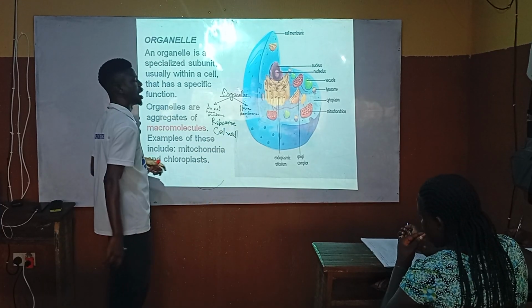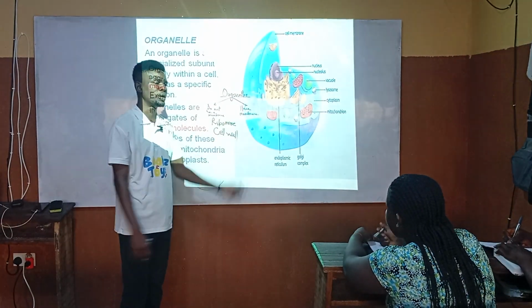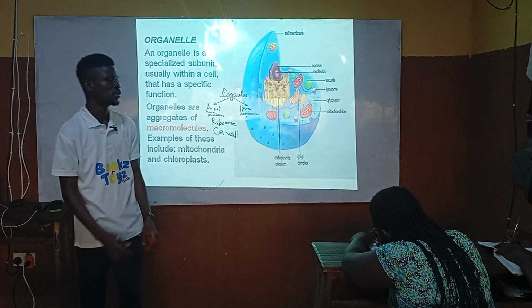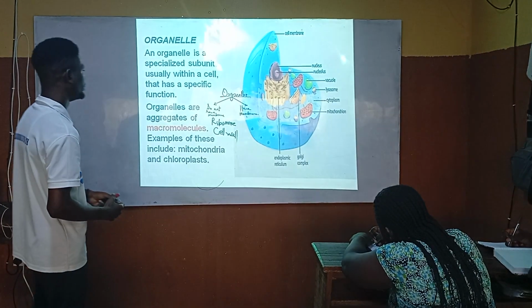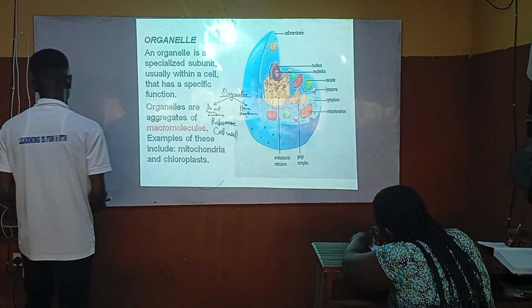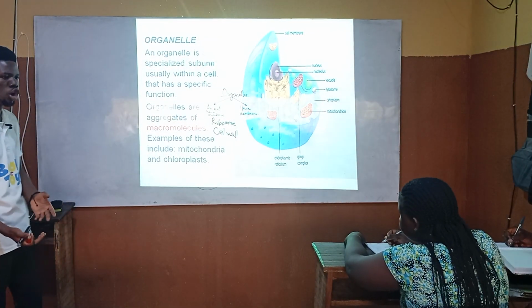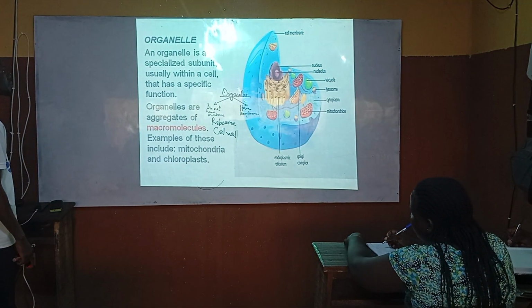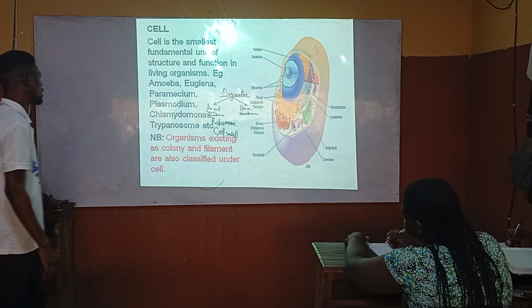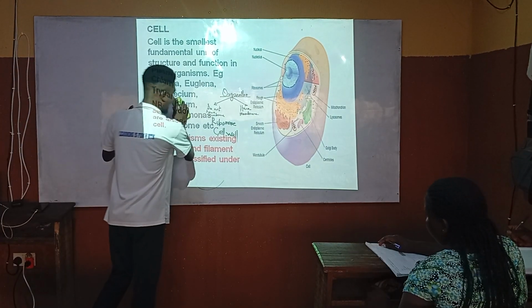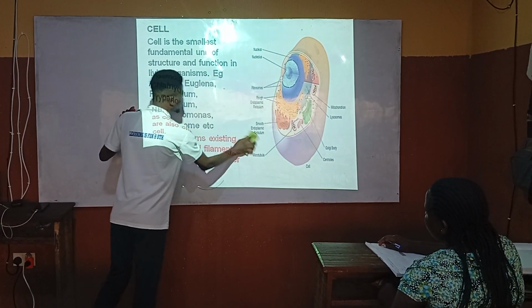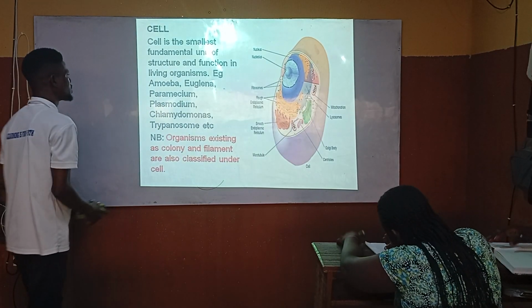Now, almost every other organelle you know of, they have membrane. But this one and this one are considered non-membranous organelles. So organelles can be of two types, membranous and non-membranous. After organelles, when organelles come together, they will form a cell. So next is cell.